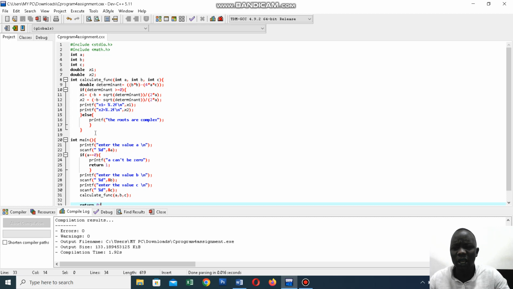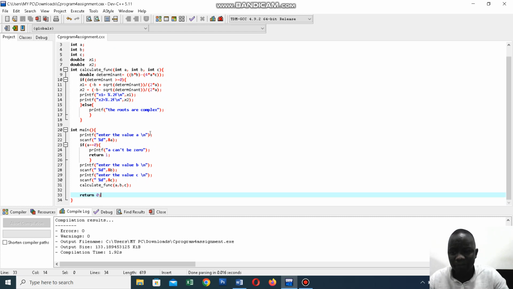Printf, here I am printing the value on the screen. Now here, for the roots to be real, the determinant has to be greater than 0. So I check here if the roots are real, the determinant should be greater than 0, or else if it is less than 0, those are complex roots.